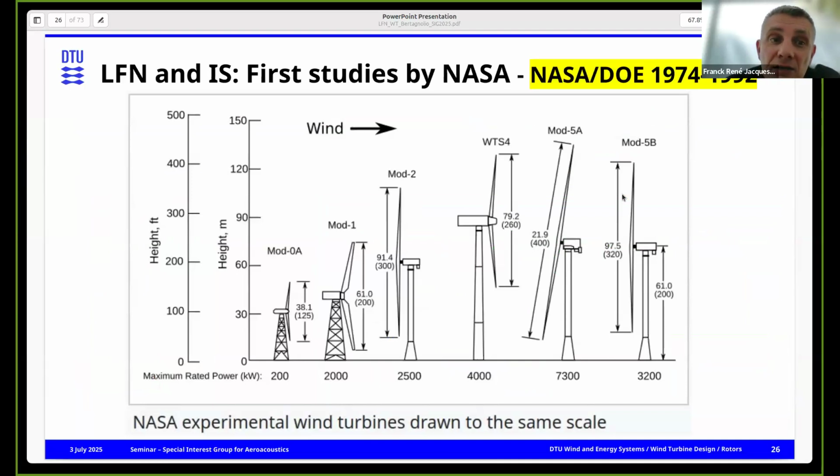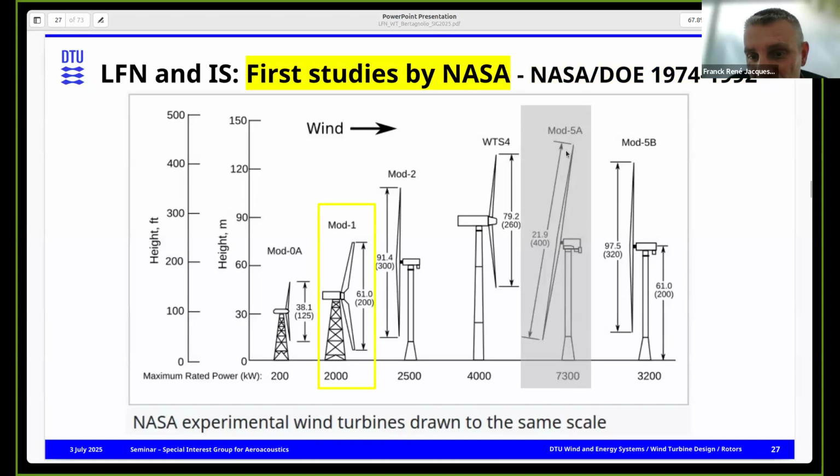Now, if I go back in history for the studies, the first large studies about wind turbine noise and low frequency noise were done by NASA. They had this program, which started in '74 after the first oil crisis, so they started to investigate wind energy for their electricity supply. It was a very long program which spanned, so they started with a small turbine of 200 kilowatt, and they planned to go to 7.3 megawatt. In practice, they didn't build this one. They stopped the program before, but they still went up to 4 megawatt.